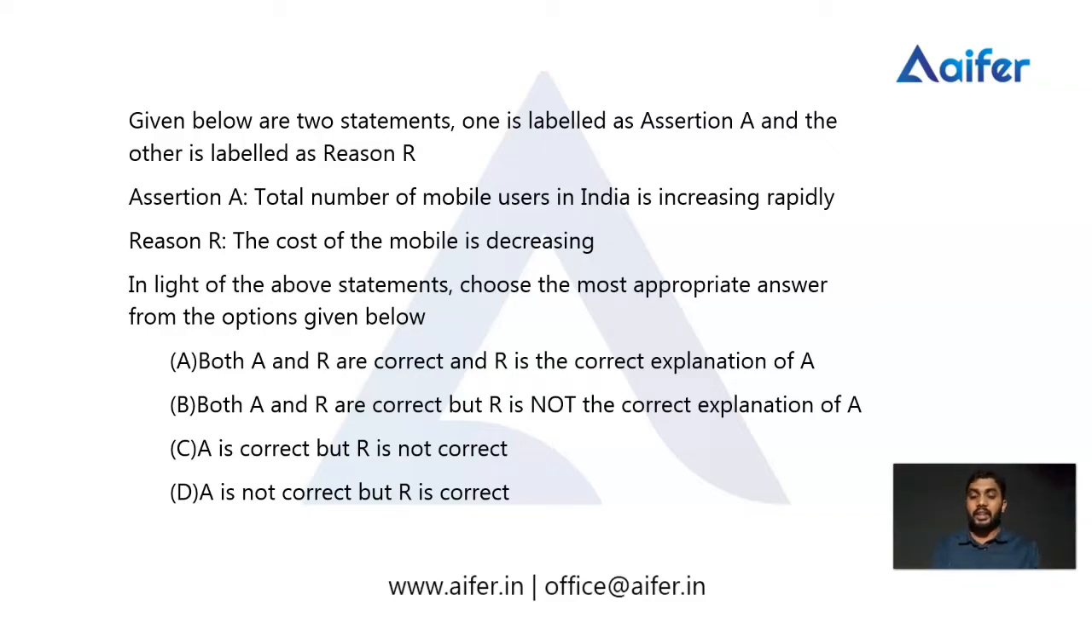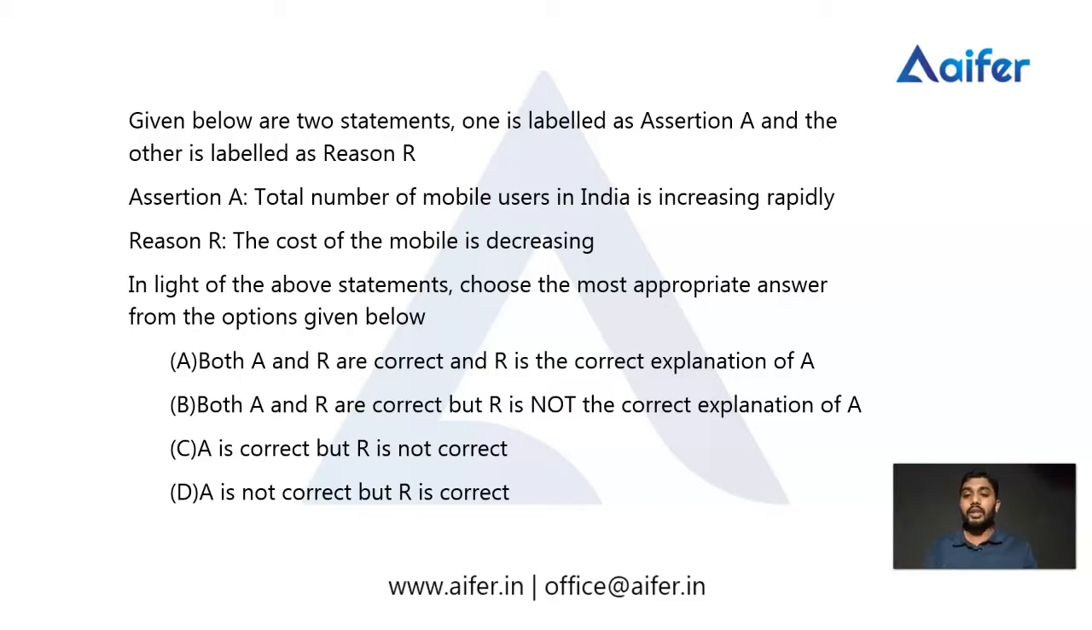Then the reason: the cost of the mobile is decreasing. So the assertion is the total number of mobile users in India is increasing rapidly, and the reason, the cost of the mobile phone is decreasing. In the light of above statements, we have four options.